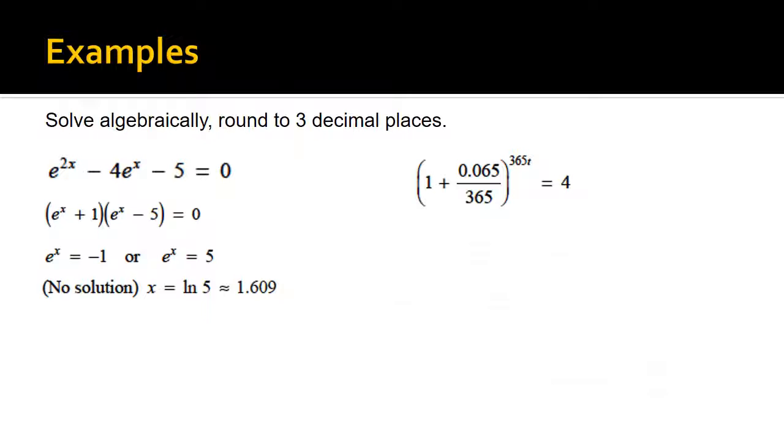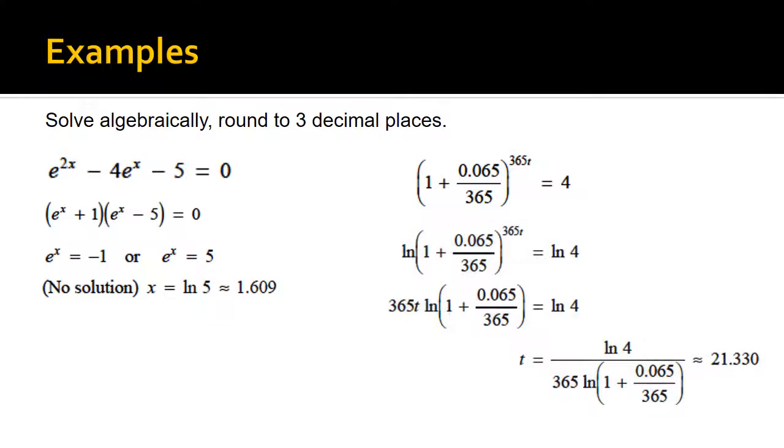For our second problem, we are going to take the natural log of both sides, and the reason for that is that argument is just really too complicated to be made into a simple base, so we'll just go ahead and do the natural log. And then we're going to pull the power down front, and we have 365t times the natural log of that mess there, and just divide both sides by everything but t, and put it in your calculator, and you get 21.330.